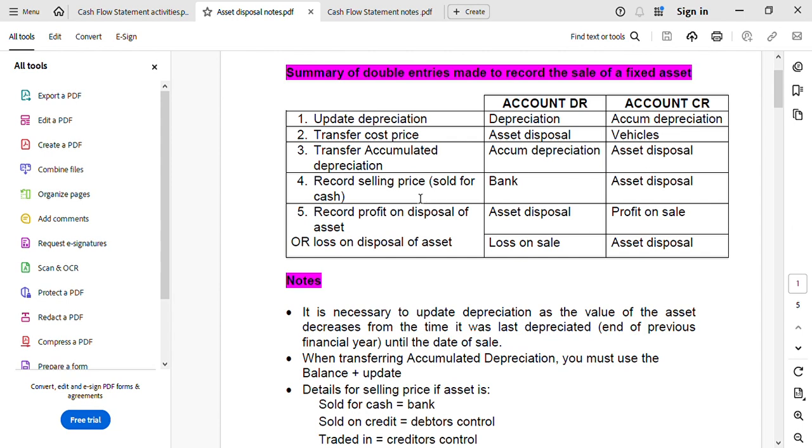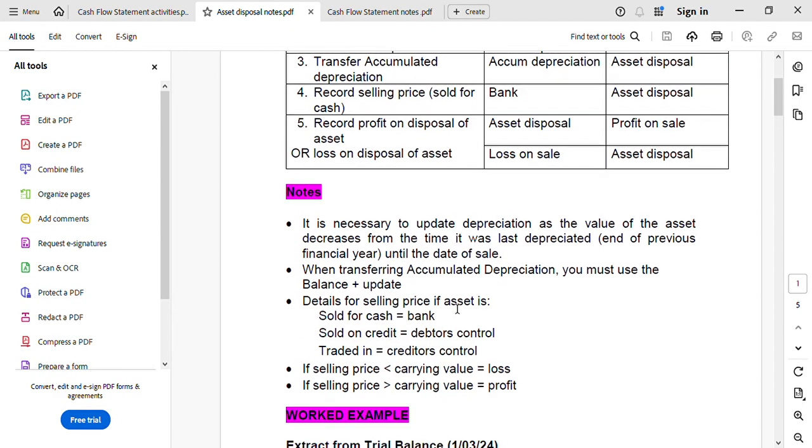Then you need to record the selling price. For example here, if you sell the asset for cash, bank will increase, so you debit bank and the contra account is asset disposal. If you are selling the asset on credit, then your double entry would involve debtors control being debited, and if you're trading it in, giving somebody an asset in exchange for a new asset, then you're going to debit creditors control, because the value of the vehicle you're giving them decreases what you owe them for the new vehicle.